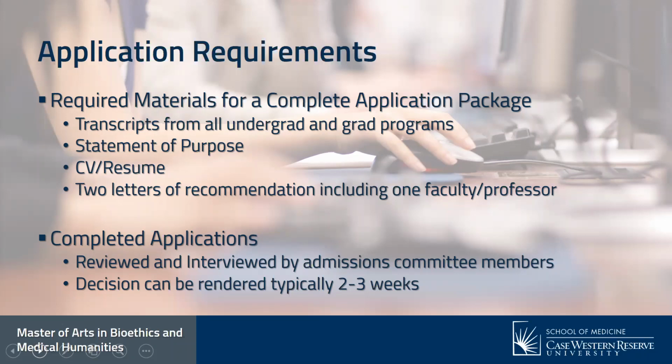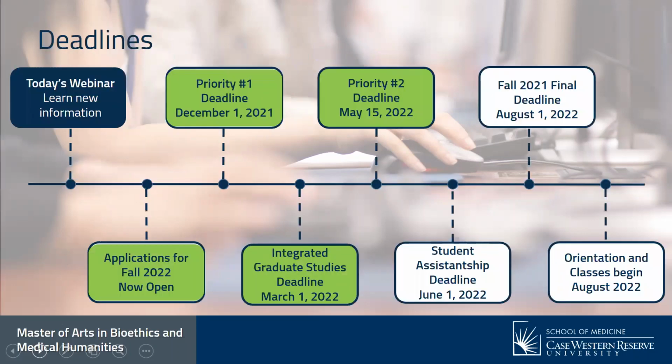Once we have a completed application, someone from our admissions committee will review it and someone else will interview you. And then a decision can typically be rendered within 2 to 3 weeks, provided we have that completed application package. It's a rolling admission process, so we can get these done pretty quickly. And of course, if you have any questions about these, please feel free to reach out to us.